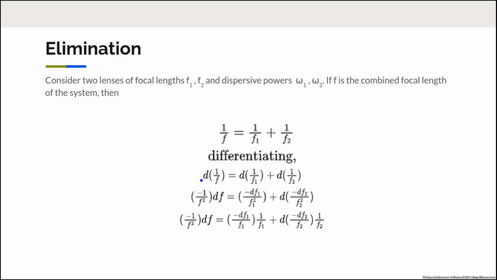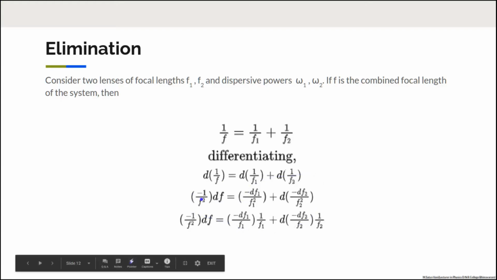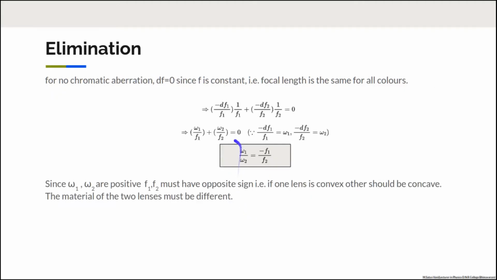This is just like d by dx of 1 by x; we know that the derivative of 1 by x is minus 1 by x square into dx. Then similarly we get the derivative of 1 by f is equal to minus 1 by f square df, and this is same as this quantity. Then if you simplify this equation, you get this equation. Minus 1 by f1 square is written as 1 by f1 into 1 by f1.